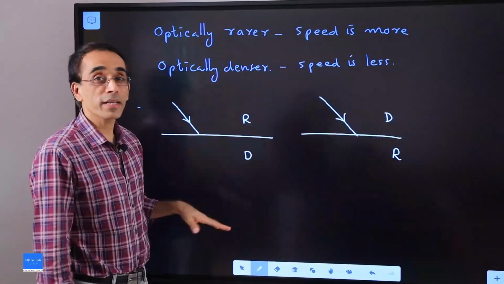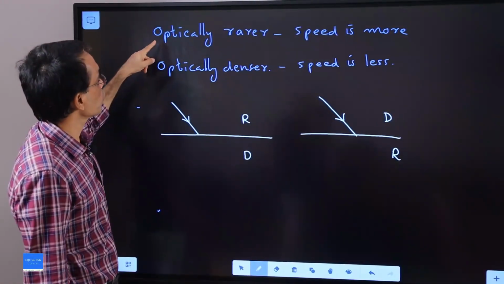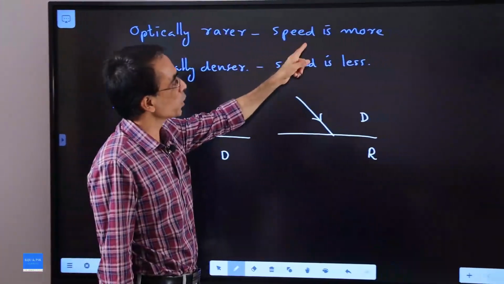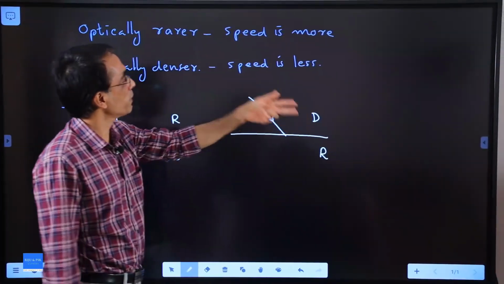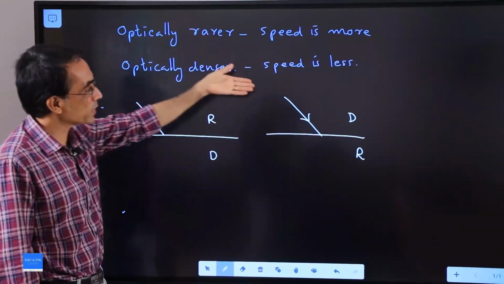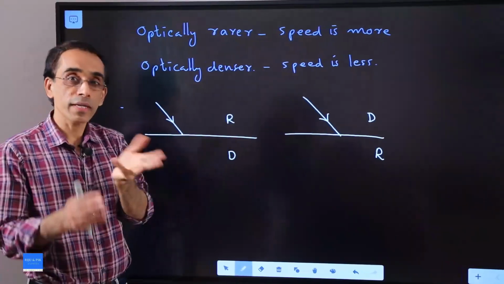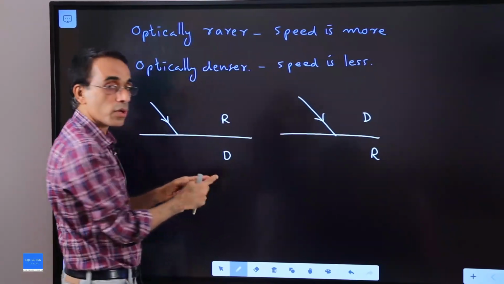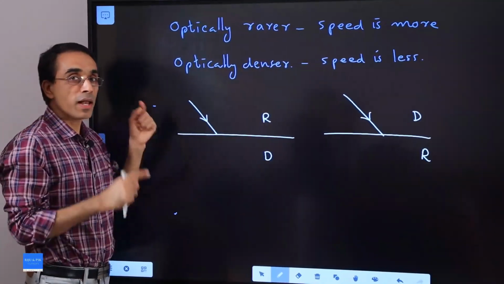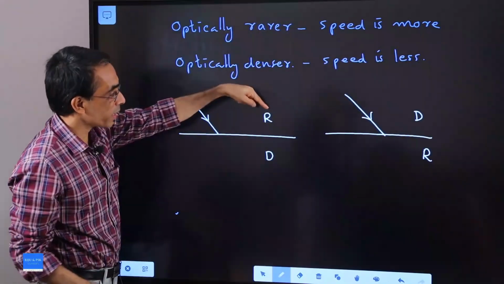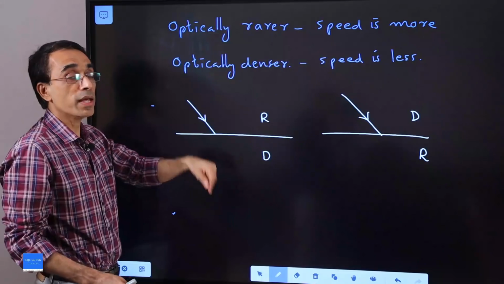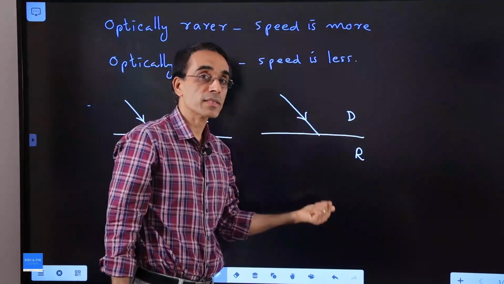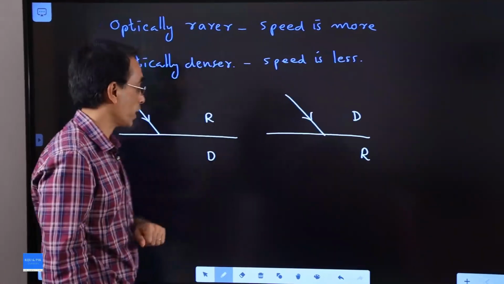Now, if you have two media, you can always classify them into optically rarer medium and optically denser medium. What's the difference? If the speed of light is more in one medium, it's called optically rarer medium, and if the speed of light is less, then it is called optically denser medium. I am representing R for rarer medium and D for denser medium. So in my first diagram, light is coming from rarer medium to denser medium. Example, air to glass. In the second diagram, it is coming from denser to rarer, just like glass to air. Okay, what will happen?